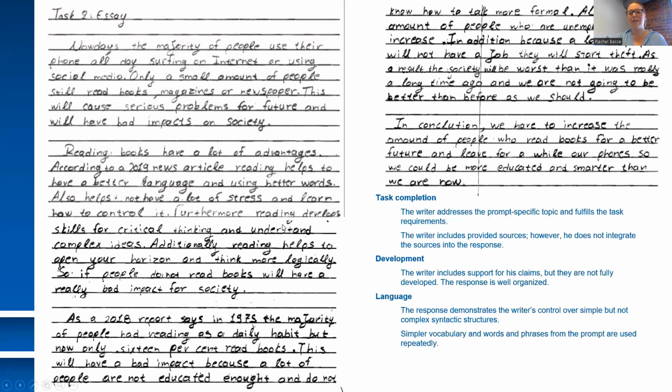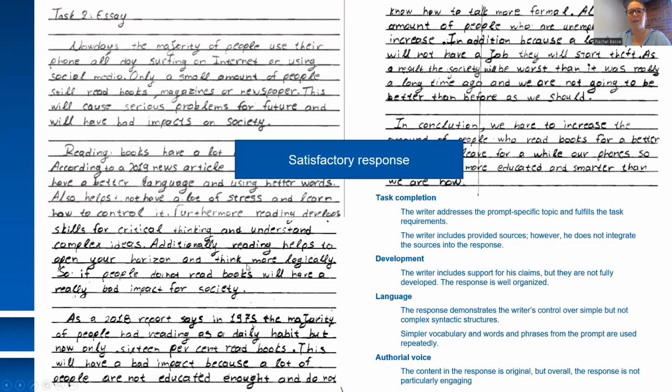And language, the response demonstrates the writer's control over simple but not complex syntactic structures. Simpler vocabulary, words, and phrases are used from the prompt, but repeatedly. And authorial voice. The content in the response is original, but overall the response is not particularly engaging for the reader. Somebody actually asked before in the chat how many of the sources need to be included. So you can include as many sources as you'd like, but a minimum of one source needs to be included in the response. This overall is a satisfactory response. It's not perfect, but it is enough to pass the ECPE.